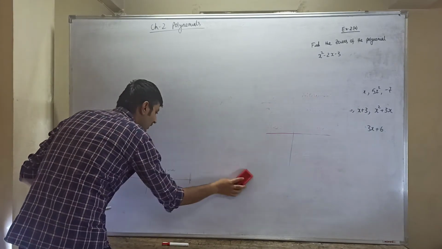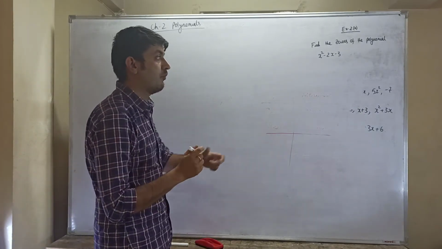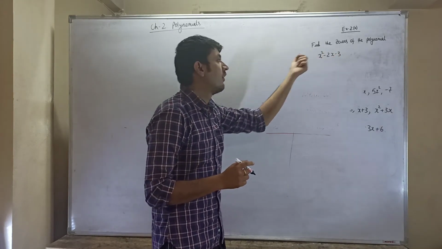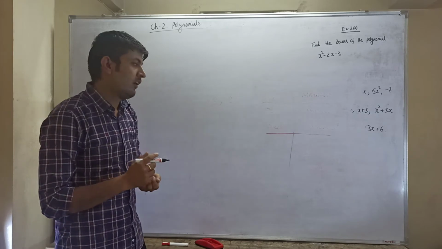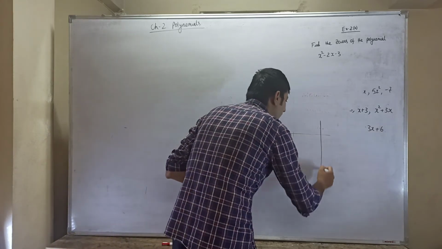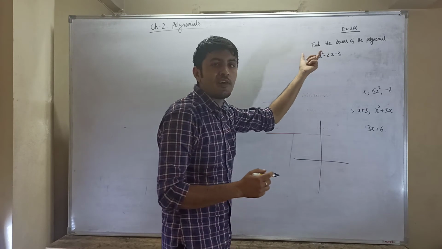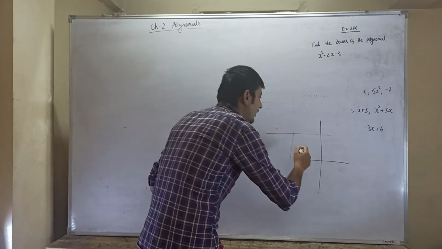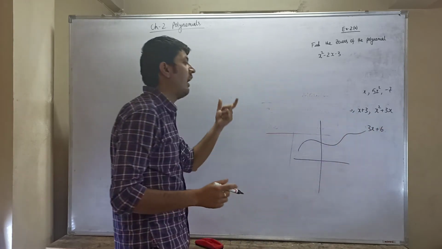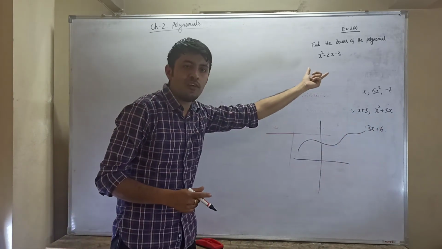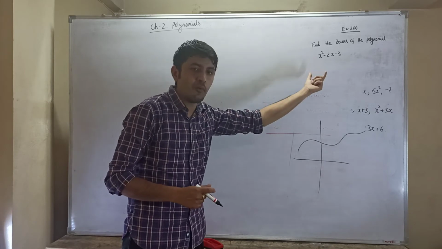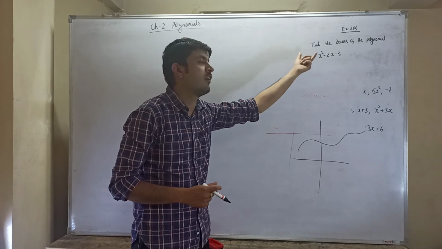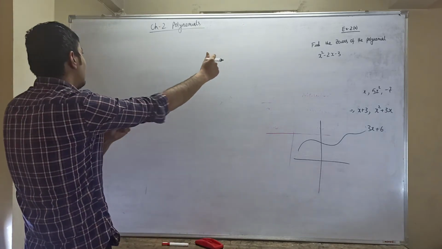Let us do it. They have asked you to find out the zeros of the polynomial x square minus 2x minus 3. So whenever I say any polynomial or equation, it represents your curve. So you please keep that in your mind. Whenever one expression is given, it represents your curve, and you have to find out the zero of that polynomial. So let us do it.